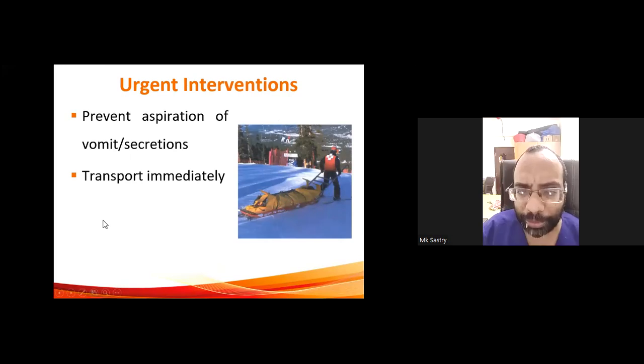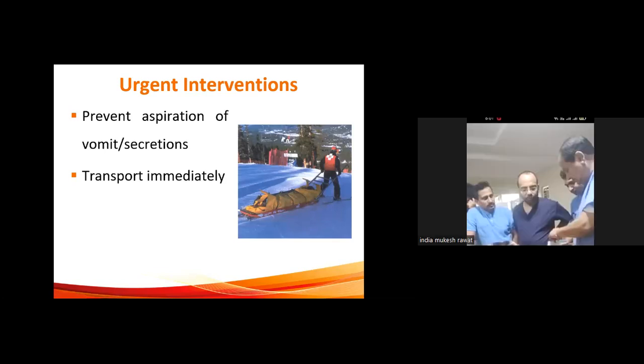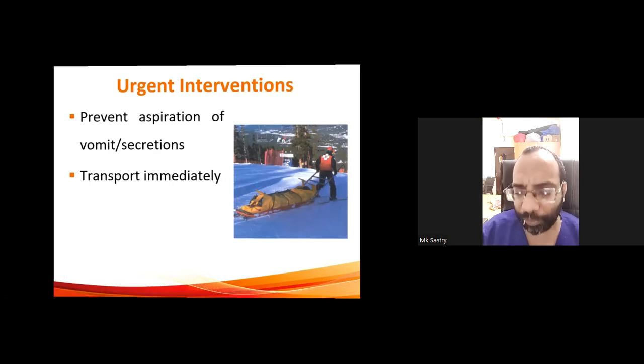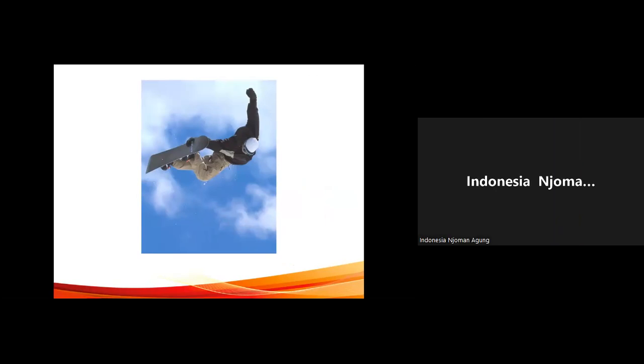Prevent aspiration of vomit and secretion. So first thing is that we have to transport the patient immediately to the hospital and prevent the vomiting. Vomiting is very dangerous at this moment of brain injury. The first thing we ask the patient is whether the patient has vomited after the brain injury or not. If there is vomiting, then it is a red flag. Red flag means a serious injury inside the brain.